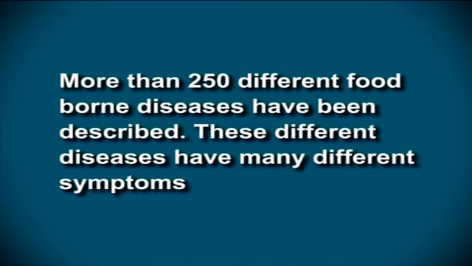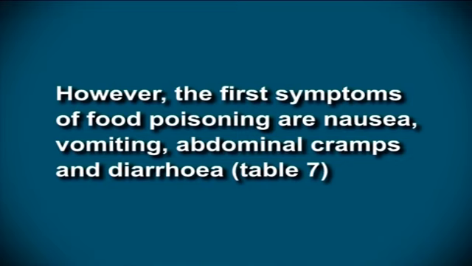year. More than 250 different foodborne diseases have been described. These different diseases have different symptoms, hence indicating specific symptoms of foodborne illness would be difficult. However, the first symptoms of food poisoning are nausea, vomiting, abdominal cramps and diarrhea. These are listed in table 7.